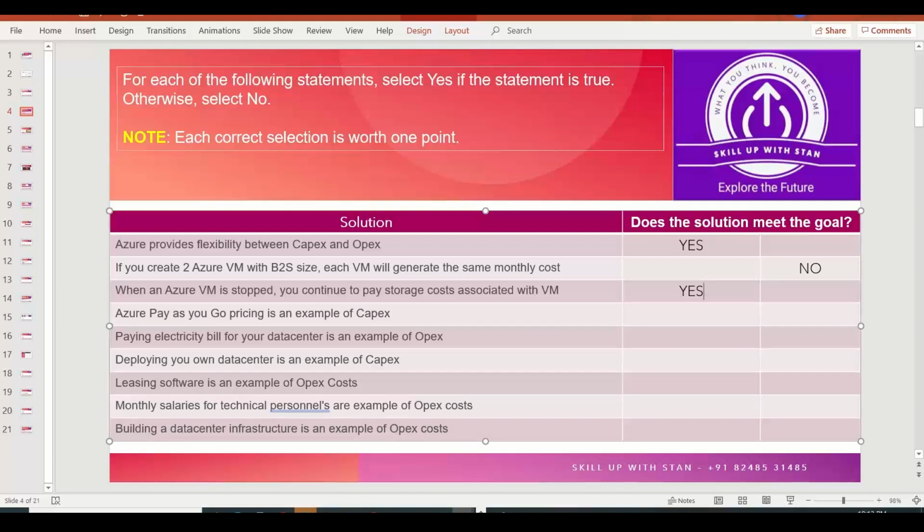Azure pay-as-you-go pricing model is an example of capital expenditure. No, it is not an example of capex. So Azure pay-as-you-go pricing model is an operational expenditure model example. So this is answer no.